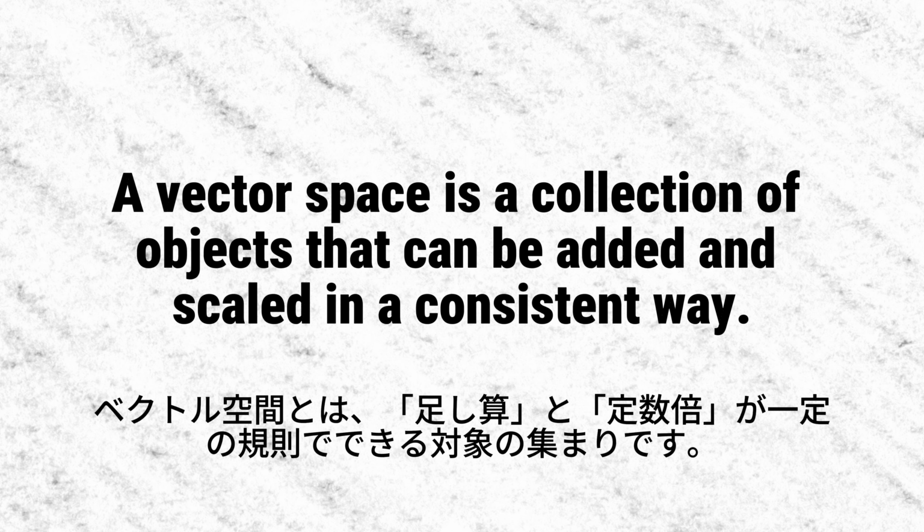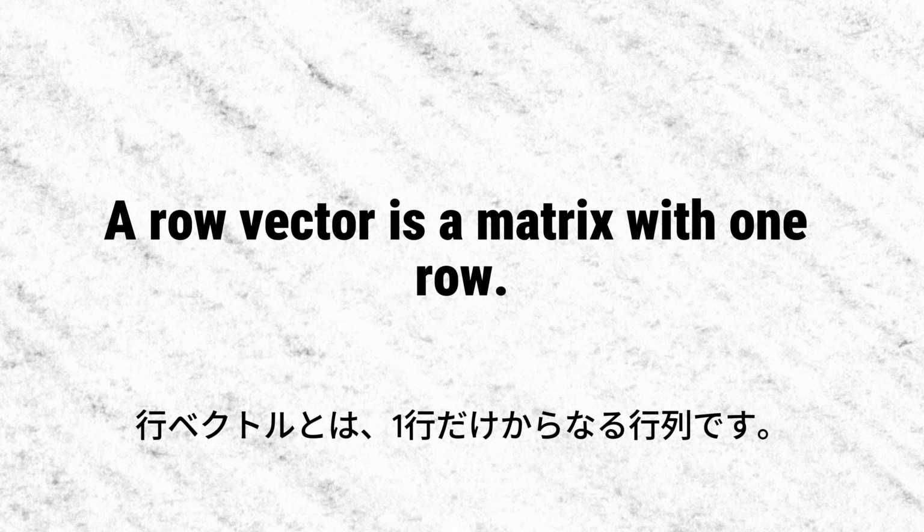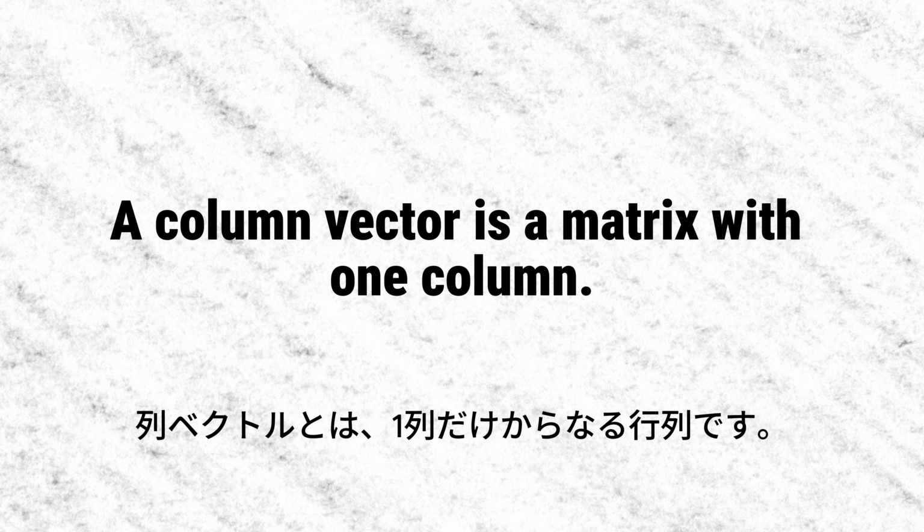A vector space is a collection of objects that can be added and scaled in a consistent way. A matrix is a rectangular array of numbers used to represent data or transformations. A row vector is a matrix with one row. A column vector is a matrix with one column.